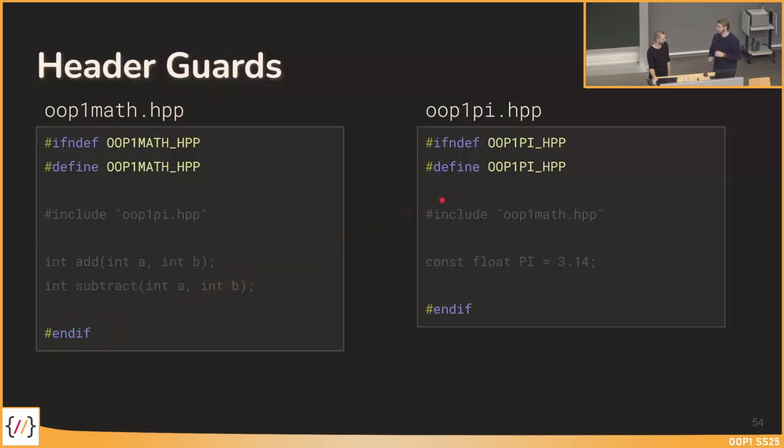And next time when the compiler is in this infinite loop, it will come to this if not defined OOP1 math, but it knows it is already defined before. So it just skips this part. It just skips this part, and we don't have this redefinition problem then.